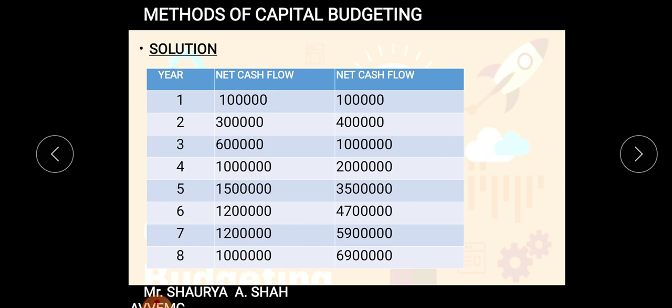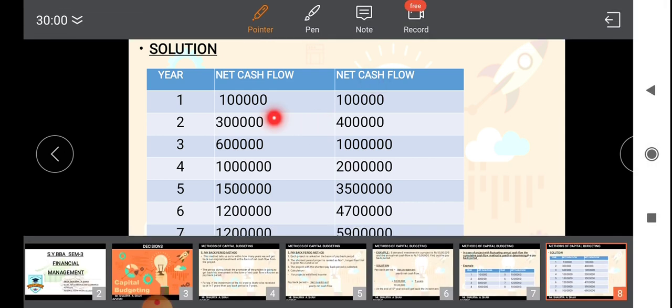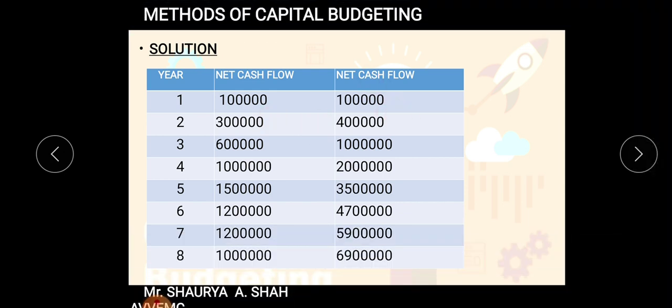So what I'll do is, for the first year it will remain the same. For the second year, 1 lakh plus 3 lakh gives me 4 lakh. For the third year, 4 lakh plus 6 lakh gives me 10 lakh. For the fifth year, again 10 lakh plus 10 lakh gives me 20 lakh. 20 lakh plus 15 lakh gives me 35 lakh. So on and so forth, I'll calculate till the last, that is 59 lakh plus 10 lakh gives me 69 lakh, right? So what we are doing is finding out the cumulative cash flow, students.